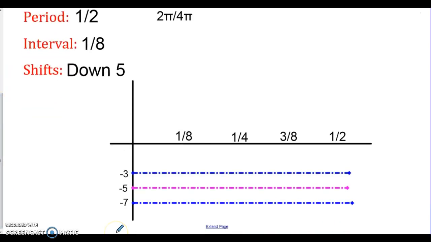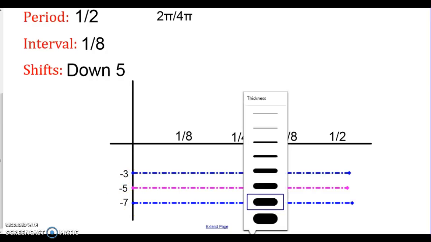So here's the basic framework for my graph. Again, I'm going to start at 0, which means I end at 1/2 on the x-axis. My interval is counting up by 1/8, so I have 1/8, 2/8, 3/8, 4/8. Obviously, some of these reduce. My midline is at -5. That's from the d value. The amplitude was 2, so from the midline I go up 2 units and I go down 2 units.